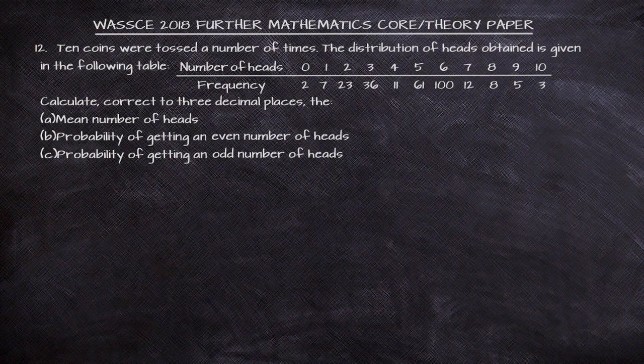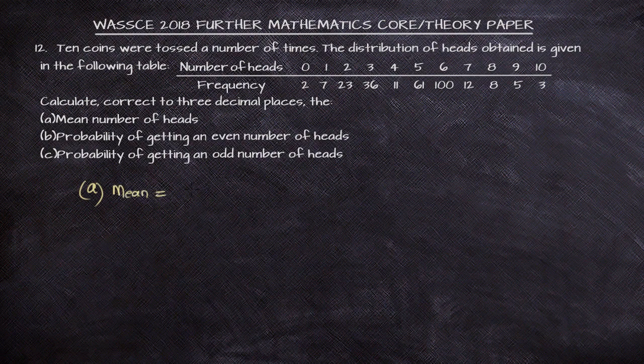So here, question number 12 from WAEC Further Maths 2018 May-June exam. We're given these statistics of the 10 coins that were tossed, the number of times, and the outcomes that we have. And we're asked to calculate the mean number of heads, the probability of getting an even number of heads, and the probability of getting an odd number of heads.